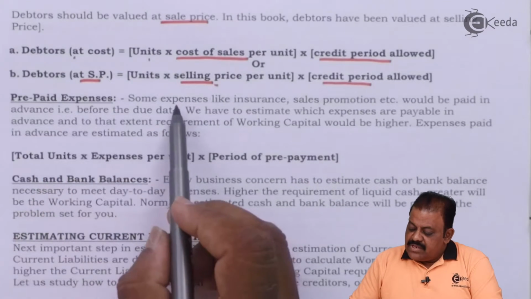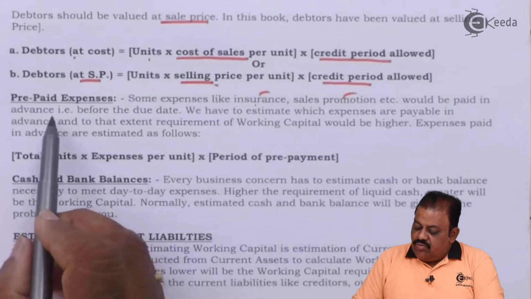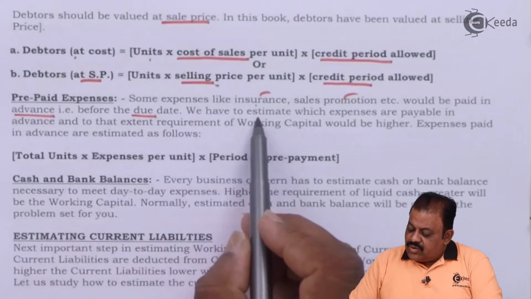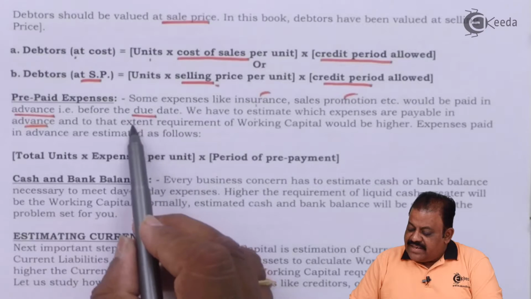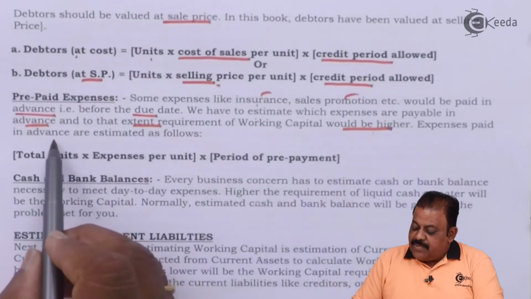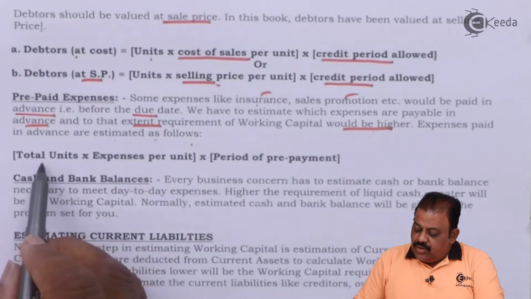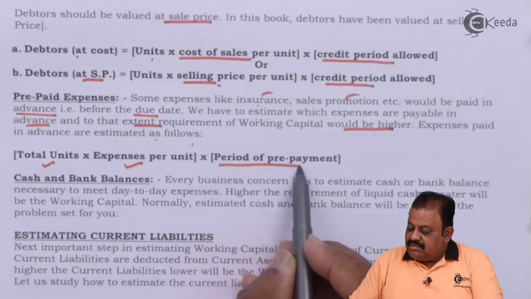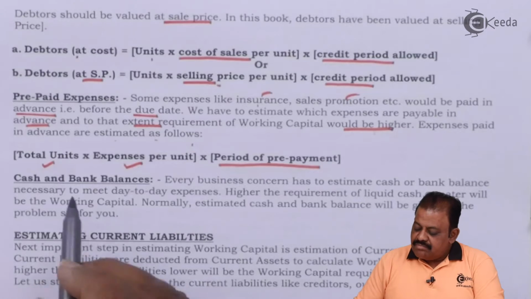Prepaid expenses. Some expenses like insurance, sales promotion, etc. would be paid in advance before the due date. We are to estimate which expenses are payable in advance, and to that extent requirement of working capital would be higher. Expenses paid in advance are estimated as follows. Total units multiplied by expense per unit multiplied by period of prepayment, that is advance.